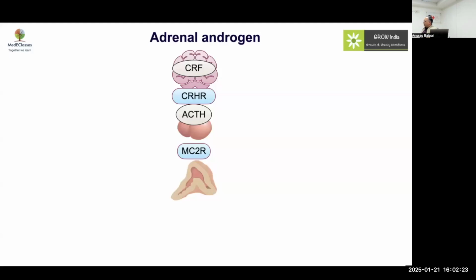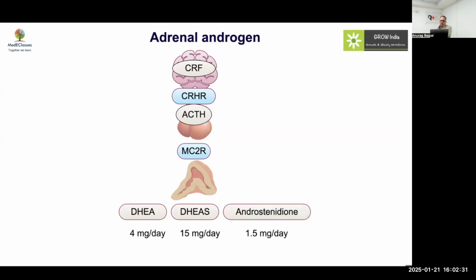Final word on adrenal androgens, which we know are basically DHEAS, which is produced around 15 milligram per day. DHEA is a smaller one, and androstenedione is extremely low. The important feature of adrenal androgens is that they are more estrogenic as compared to the testicular androgens. What does it mean and what is its significance?